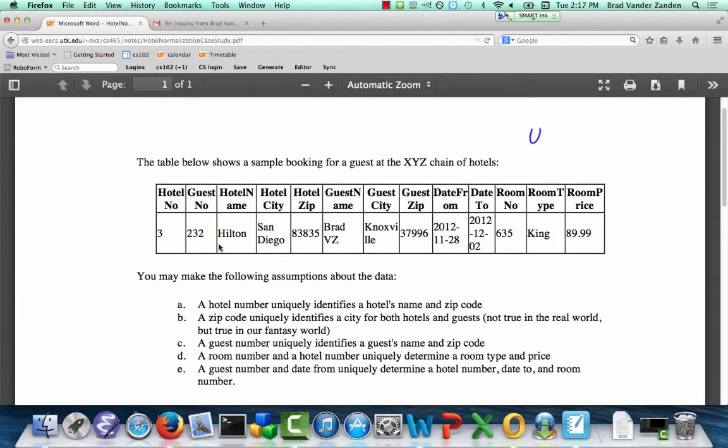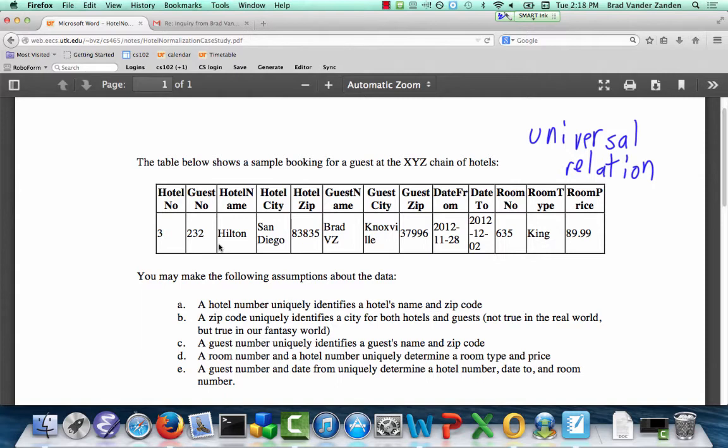So what you see in front of you is the so-called universal relation, and that's what normalization typically starts from. You basically take all of your data, and so all your attributes, and you put it in a single table. So in this case, we took bookings, guest information, hotel information, information about rooms, and we put it all in one gigantic relation, which is called the universal relation.